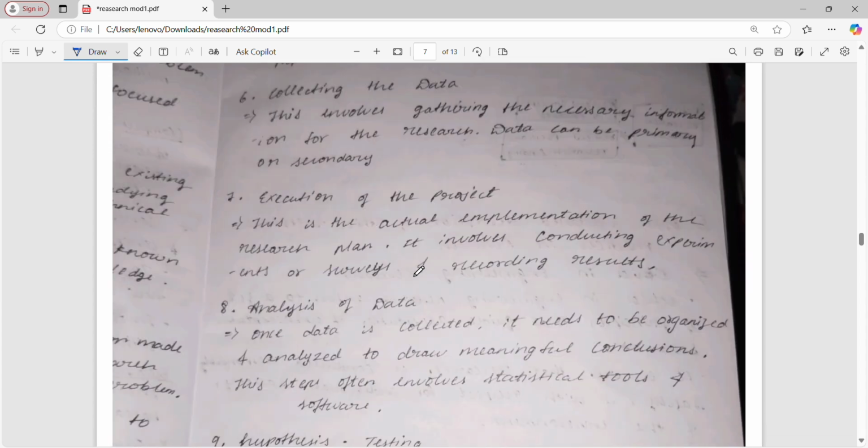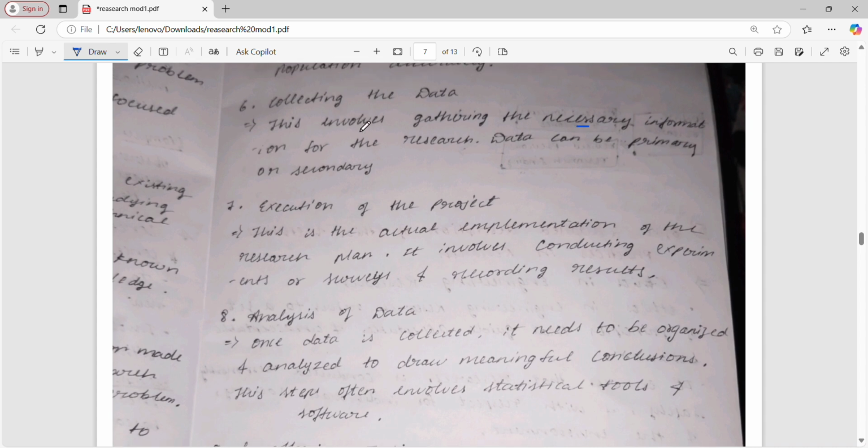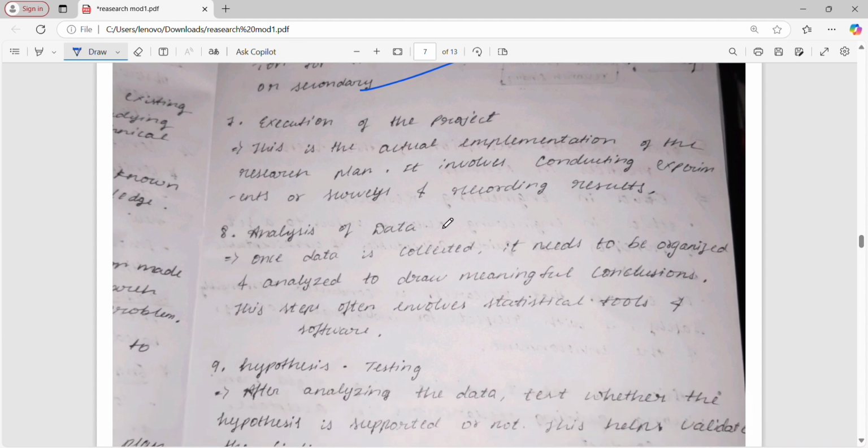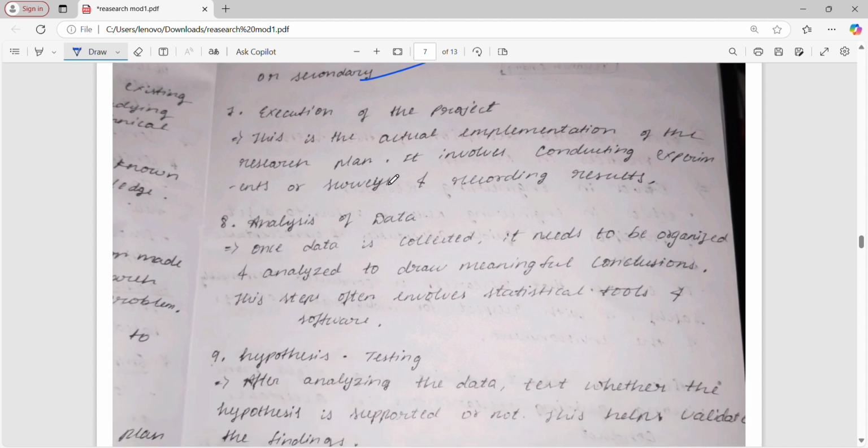Next, collecting the data. This involves gathering the necessary information for the research. Data can be primary or secondary. Next, execution of the project. This is the actual implementation of the research plan. It involves conducting experiments or surveys and recording the results.